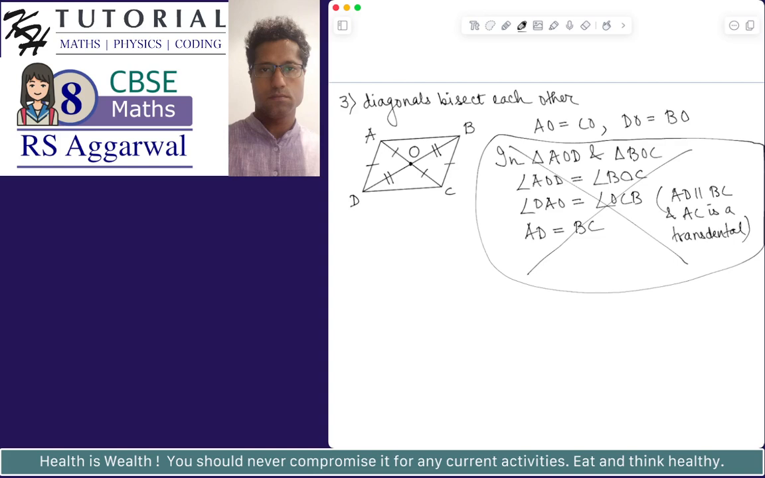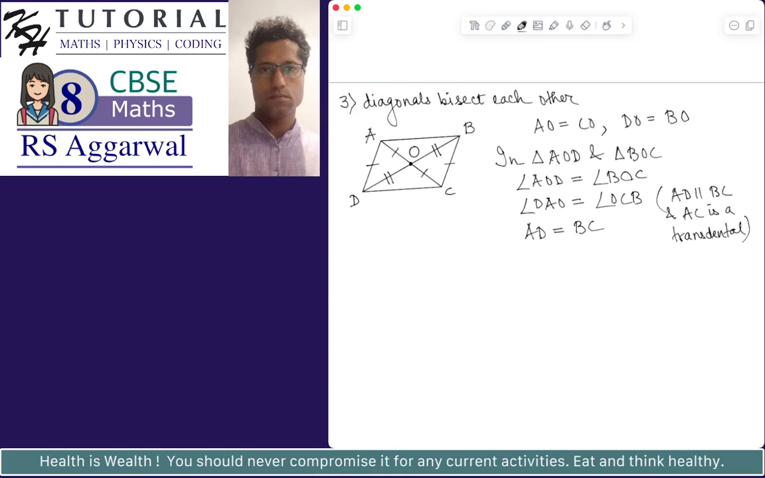Now I think without using the fact that diagonals bisect each other in a parallelogram, I don't know whether this will be a proper way of proving, but I am using the fact that the opposite pair of sides are equal in a parallelogram. So we are considering the triangle AOD and triangle BOC. We will try to prove that these two triangles are congruent.